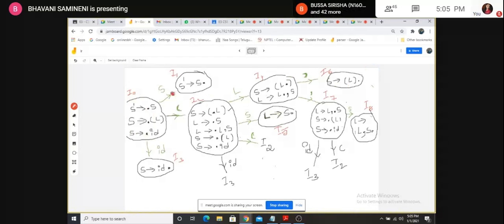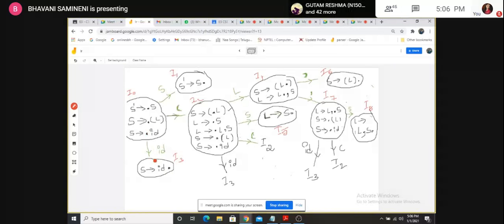See here, I naught on S. So it's a variable. Just going to the state is enough. And I naught on open parenthesis. This is a terminal here. Shifting action can be done here. We have to shift this open parenthesis onto the stack. And next you have to move to the state I2. Okay, and from I naught, if you are seeing the terminal ID, then this ID has to be shifted onto the stack. Then you have to move to the state I3. Okay, that's the concept here.